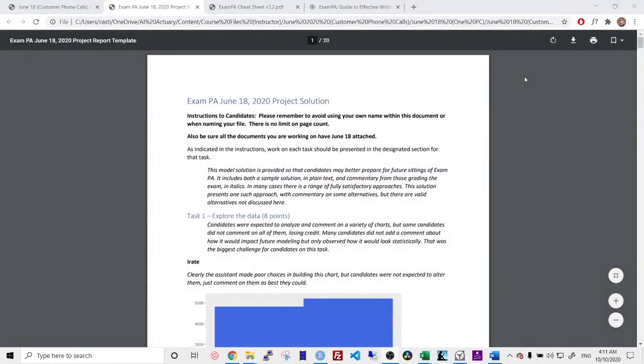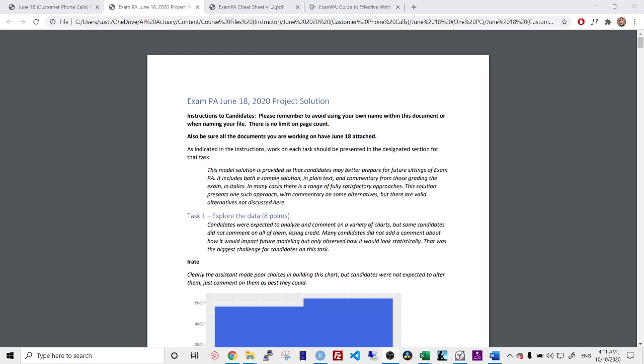This model solution represents just one method of answering the questions. The PA solution says this solution is provided so candidates may better prepare for future sittings of exam PA. It includes a sample solution in plain text and commentary from those grading the exam. In many cases, there is a full range of satisfactory approaches. This solution represents just one approach, with commentary on some alternatives. This video gives you examples of some alternatives which help you to save time.